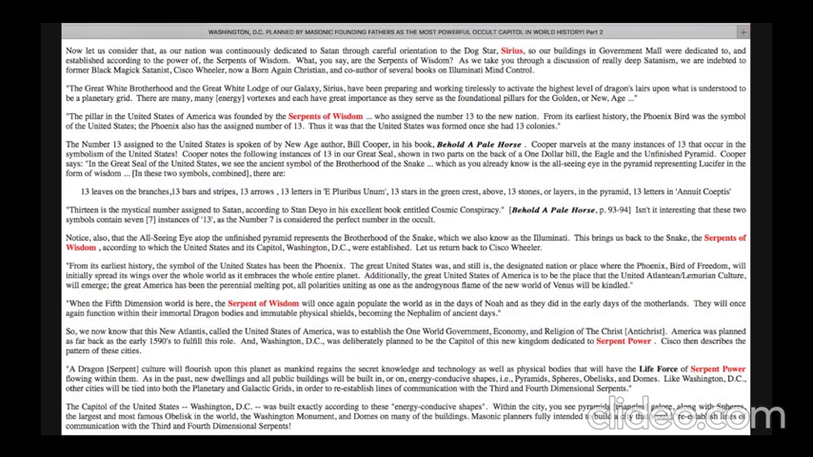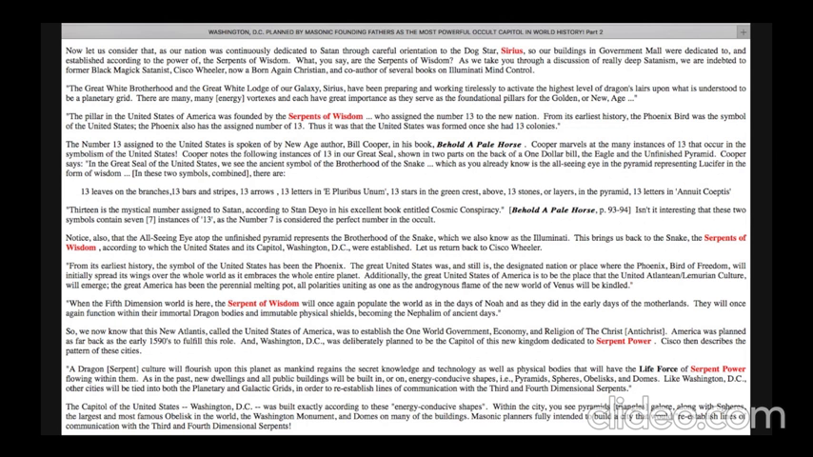Now let us consider that as our nation was continuously dedicated to Satan through careful orientation to the Dark Star series, so our buildings in Government Mall were dedicated to and established according to the power of the servants of wisdom. What, you say, are the servants of wisdom? As we take you through a discussion of really deep Satanism, we are indebted to former Black Magic Satanist Cisco Wheeler, now a born-again Christian and co-author of several books on Illuminati mind control.